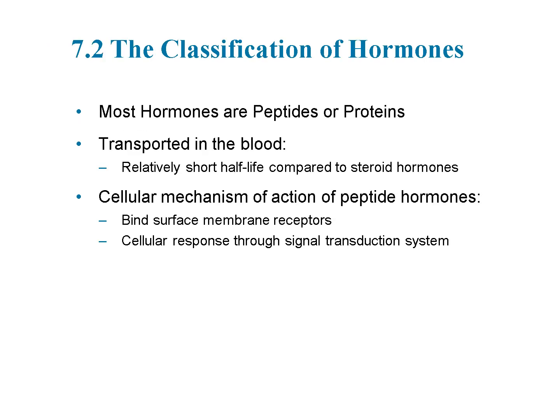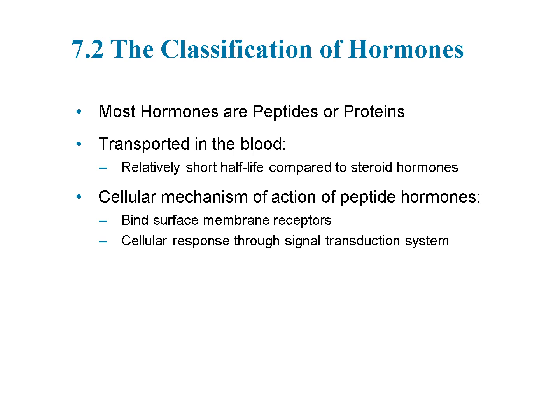Hormones are classified based on their chemical structure, with most being peptides or proteins. These hormones are synthesized from amino acids and are water-soluble, allowing them to be easily transported in the bloodstream. However, they have a relatively short half-life compared to steroid hormones, meaning they are quickly broken down and cleared from the body. The cellular mechanism of action for peptide hormones involves binding to receptors located on the surface of the target cell membrane.